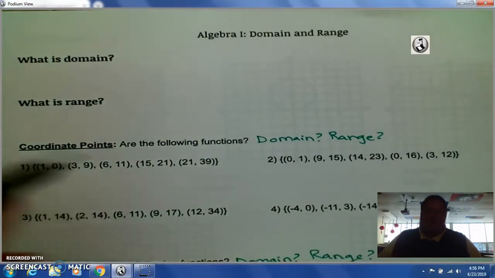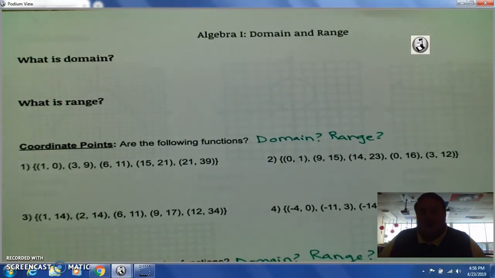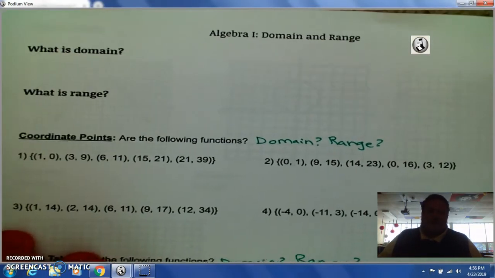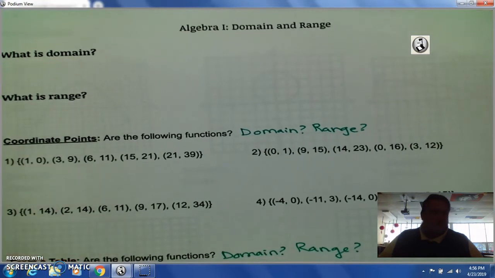Hey kiddos, today in Algebra 1 we're going to be talking about domain and range. That's a topic that's really been throwing us under the bus lately. So hopefully today we'll be able to master it, or at least come as close to mastery as we can.